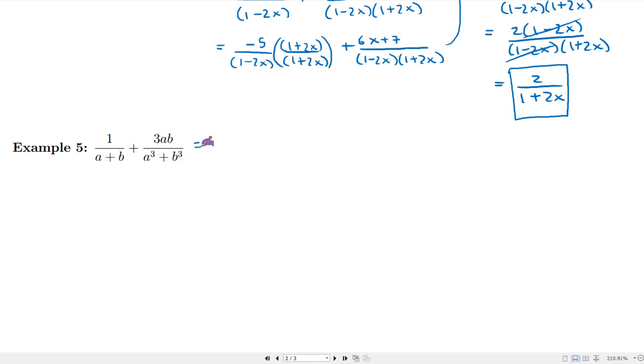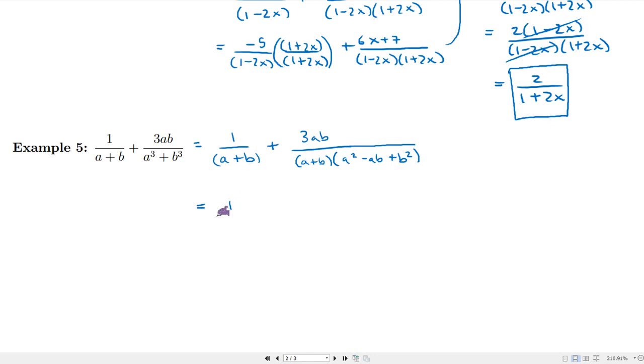So let's write this out. 1 over a plus b, no factoring going on there, but then we can have 3ab divided by the sum of two cubes. Remember, the formula for this is a plus b, a squared minus ab, and then plus b squared. Okay, and at this point, we have this a plus b in this first fraction. So comparing these two denominators, the only thing the first one is missing is this trinomial term.